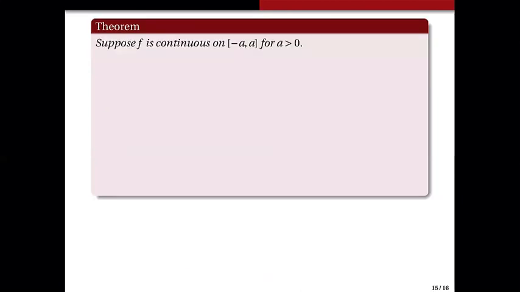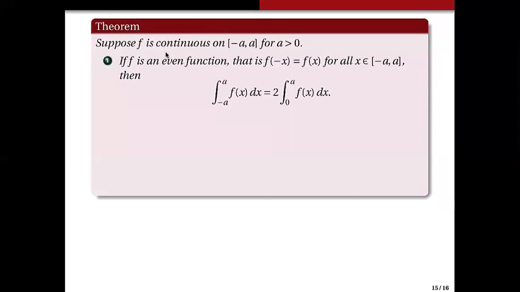Now, one last set of theorems. Suppose f is continuous on the closed interval negative a to a, for a greater than 0. If your function f is an even function, it means f of negative x is equal to f of x for all x from negative a to a. Then the integral of f of x dx from negative a to a is just equal to twice the integral from 0 to a of f of x dx.